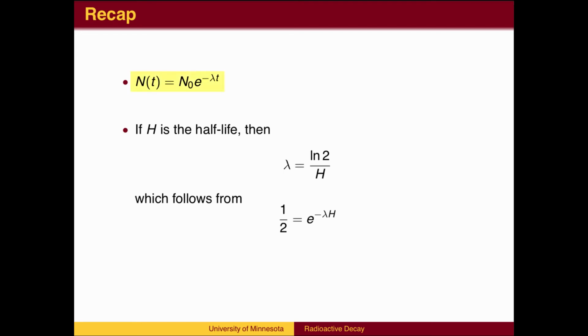To recap, we use the standard exponential growth model, except that the material is decaying, so the exponent is negative. Lambda is the decay rate, t is time, N of t is the amount present at time t, and N sub 0 is the initial amount. Lambda is related to half-life by the formula lambda equals the log of 2 divided by the half-life, which follows from the definition of half-life.